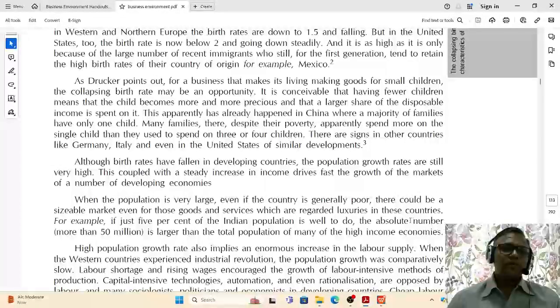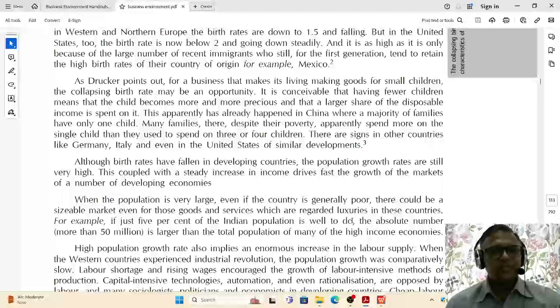As Drucker points out, for a business that makes its living making goods for small children, the collapsing birth rate may be an opportunity. It is conceivable that having fewer children means that each child becomes more and more precious and that a larger share of disposable income is spent on it. This has already appeared in China, where the majority of families have only one child. Many families there, despite their poverty, spend more on their single child than they used to spend on three or four children. There are signs of similar developments in other countries like Germany, Italy, and even the United States.